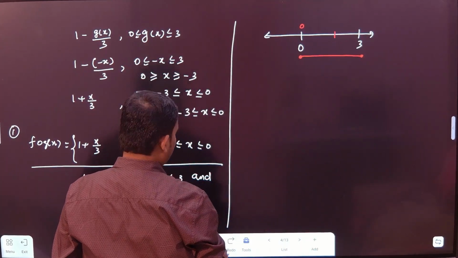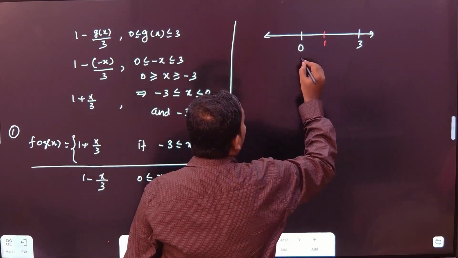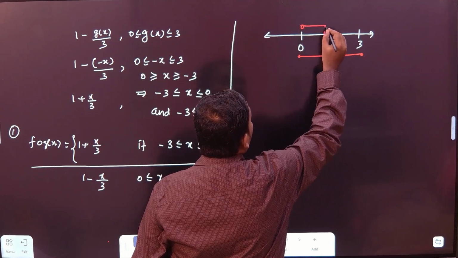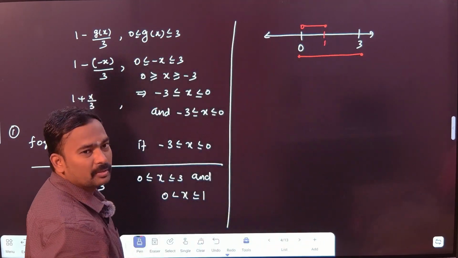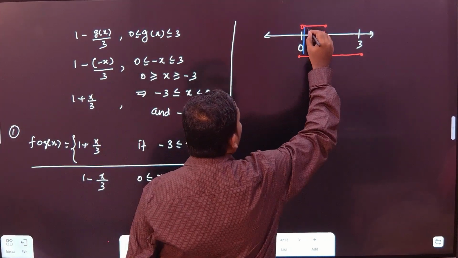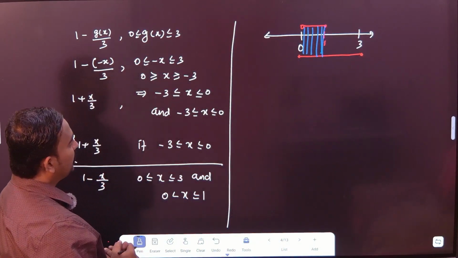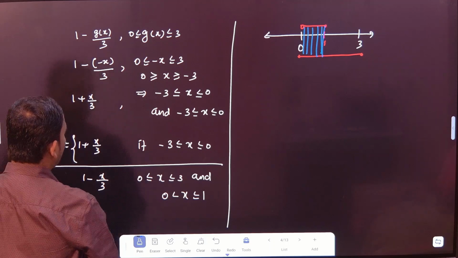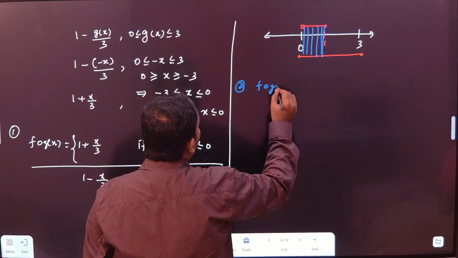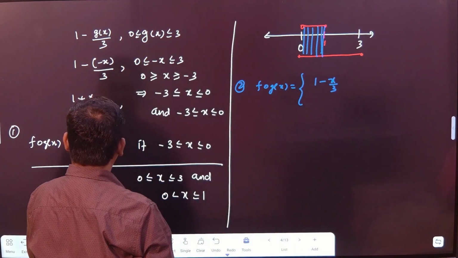Let me take 1 here, right? So this is included, right? And 0 is not included, 1 is included. Now which is common here, students? So the common part will be this portion, right? This portion is the common, right? Both are red color, right? Yes. So 0 is not included, 1 is included. So how to rewrite this one? You can see the second one, f composition g of x is equal to 1 minus x by 3.